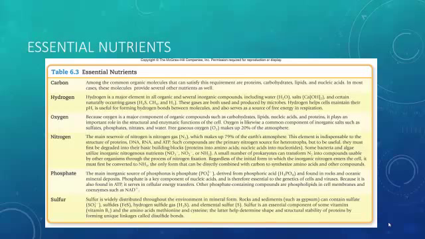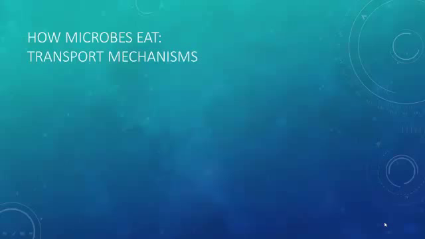I'm not going to read this table to you. Instead, make sure that you know the 6 nutrients, where they are found, and some examples of why they are important. So now that we know what cells need and how they get them, let's talk about how they actually get them into the cell.